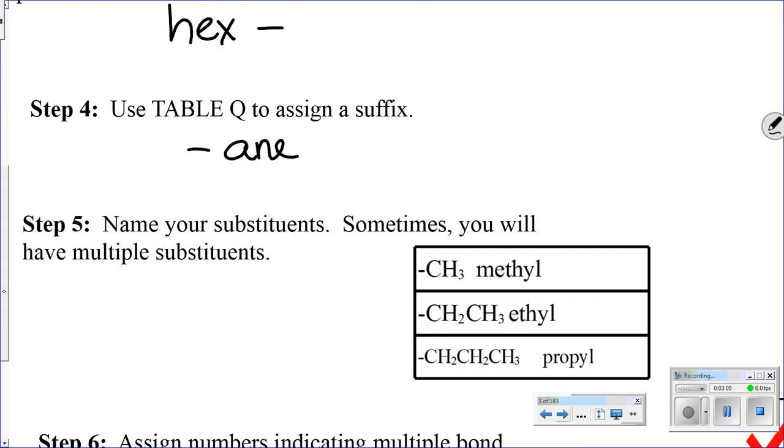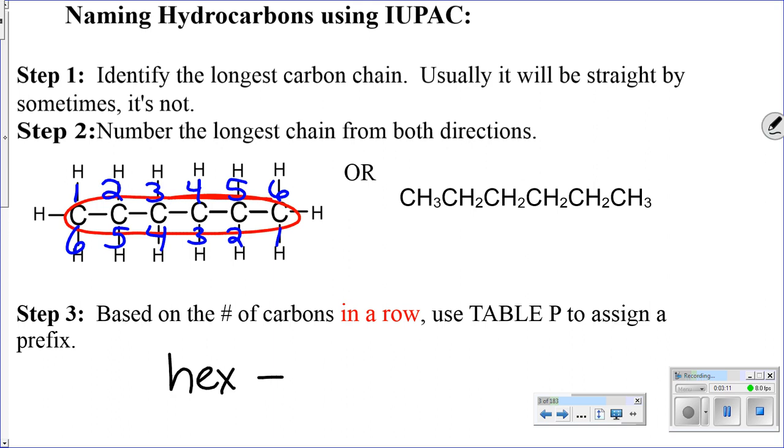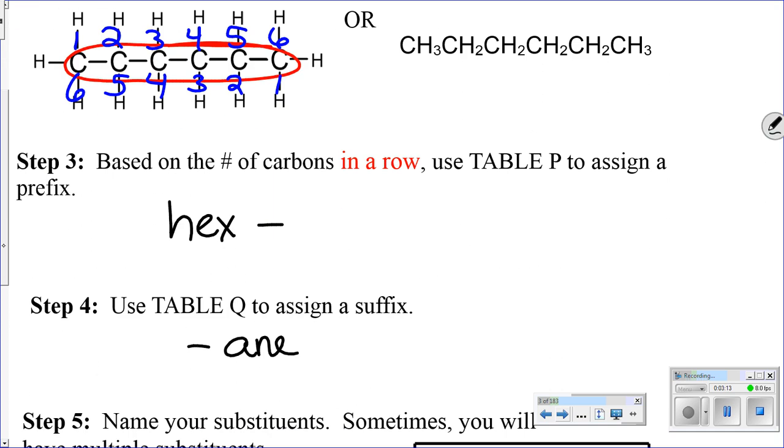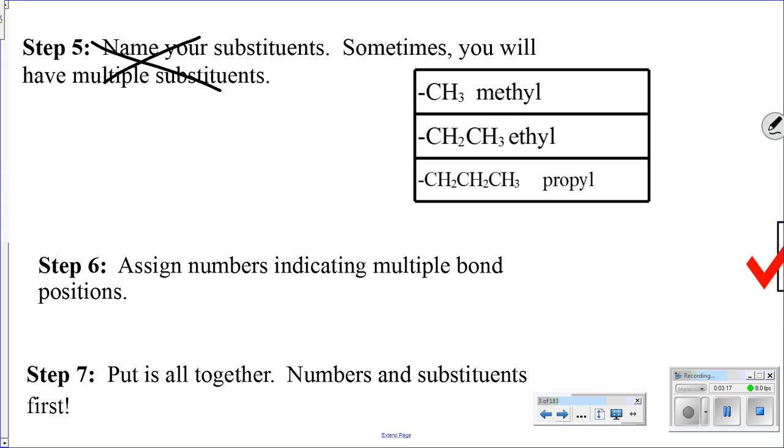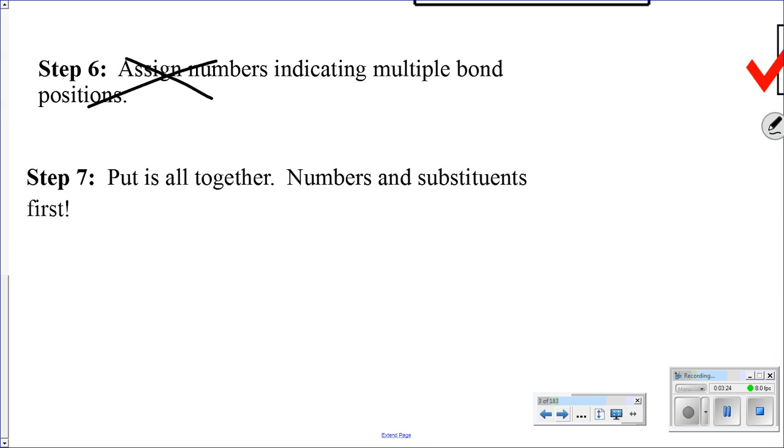Sometimes we have something called substituents. Those are groups that stick off. You'll see those in other examples. This does not have substituents, so we're able to skip step 5 and go straight to step 6. Do we have any multiple bonds? That means double or triple bonds. We do not, so we can put it all together, and this compound is called hexane.